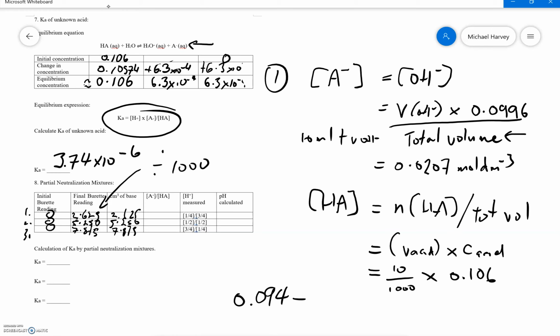Okay, so that will give you 0.094 as the number of moles of the acid, and then we have to subtract this value here. So then we have to subtract 0.0207, which equals 0.074 moles of acid.